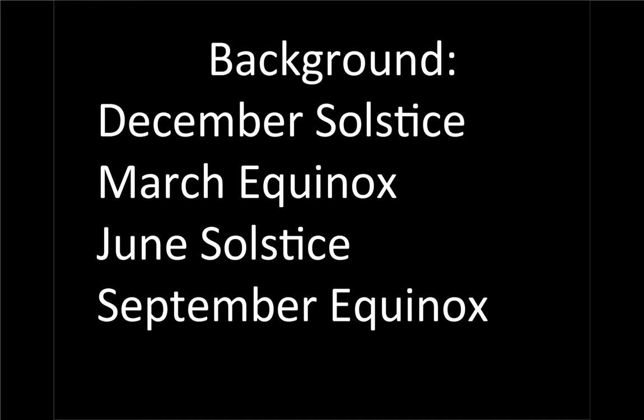Well, some background first. There are 4 special calendar dates related to astronomy and the position of the sun in relationship to the Earth, and especially the tilt of the Earth. That would be December solstice, when at noon the sun is at a low altitude in the sky. The March and September equinox, we have 12 hours of day and night, ignoring twilight. And then the June solstice, when at noon the sun reaches a very high altitude in the sky.